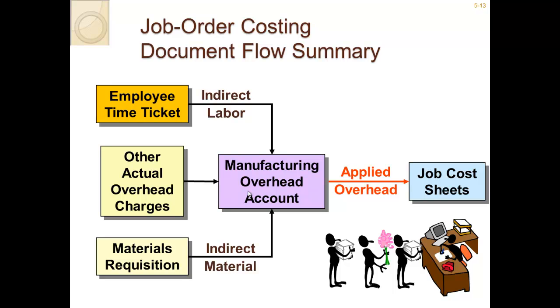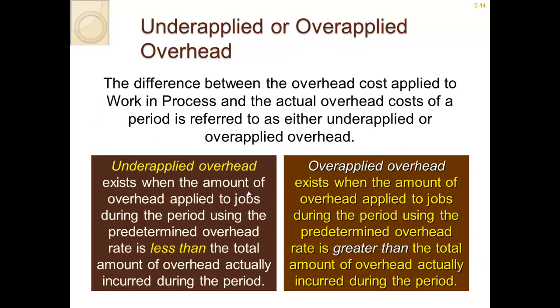Now remember, we applied a predetermined one, so we may be over, we may be correct, or we may be under. The difference between overhead cost applied in work in process and the actual overhead of the period is referred to as either under-applied overhead or over-applied. When we have under-applied, that means we guessed but actual costs were more than we guessed. So this exists, and we would have to adjust our overhead. We would have to make the change to add more cost to it.